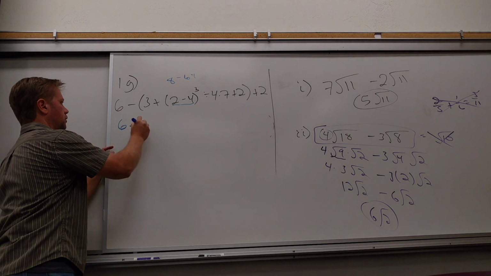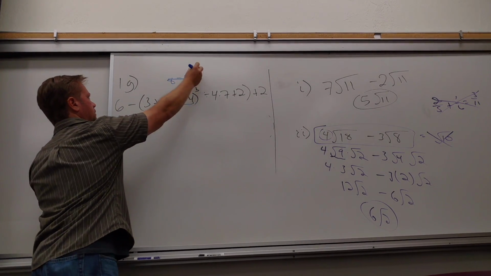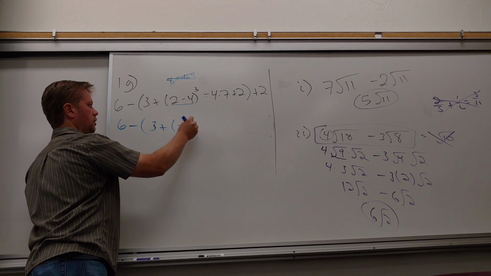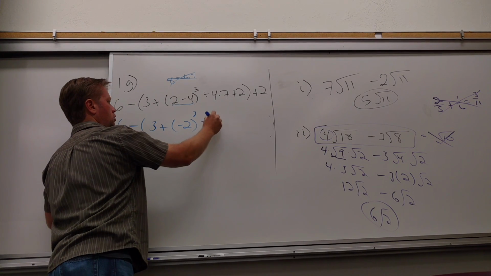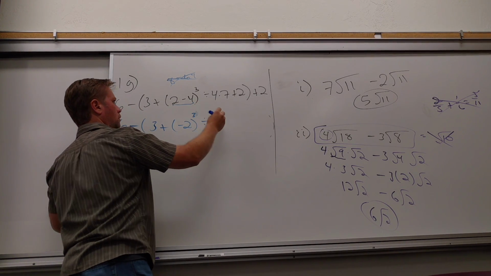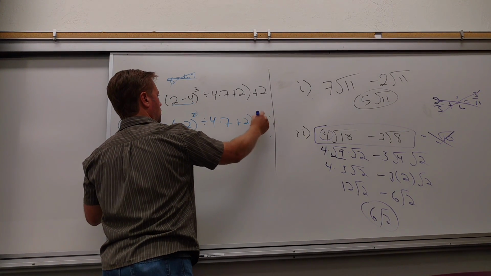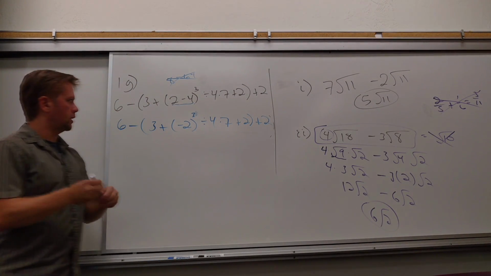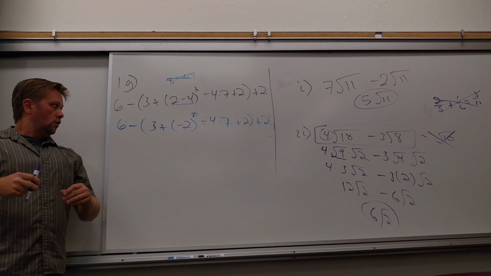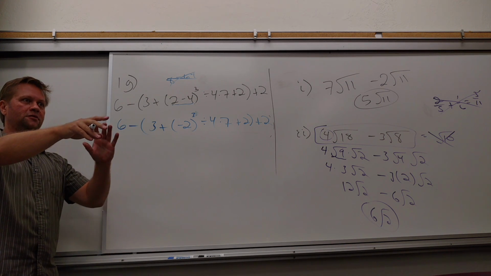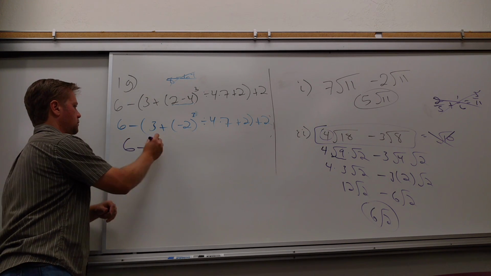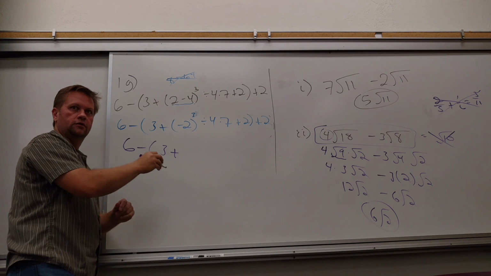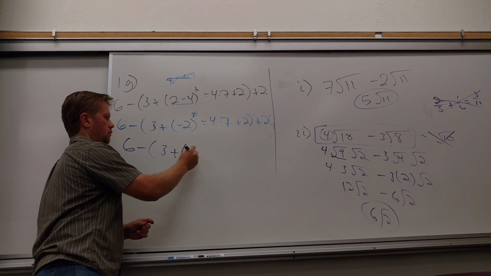Alright, so my whole point here is, why even do that craziness? I don't need to. What is 2 minus 4? Negative 2. Cubed. Become a 3. Alright. I lose a little bit. Now what do? Exponents. 6 minus 3 plus, what's negative 2 cubed? Negative 8.